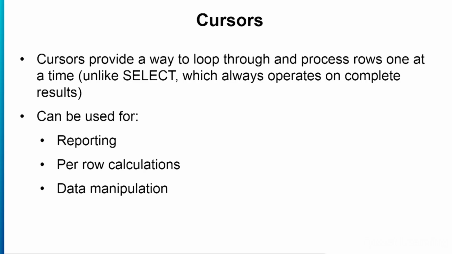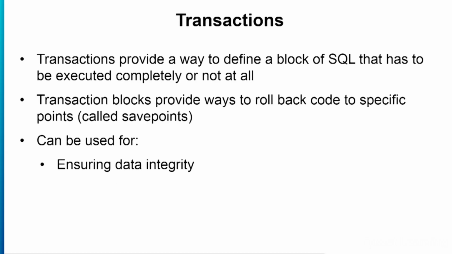A cursor is code that runs on the server that then lets you loop through the rows one by one, the rows meeting a select criteria, select where condition, and then execute code against each row individually. These are used for reporting, for per row calculations, and for data manipulation as well.